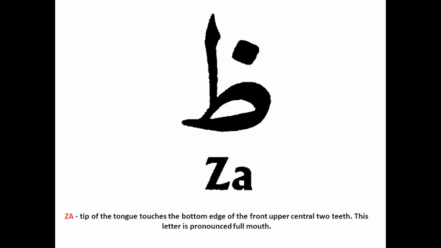Moving on. The next letter is Dha. Dha. The letter Dha comes when the tip of the tongue touches the bottom edge of the front upper central 2 teeth. This letter is also pronounced full mouth. So one more time. Dha.